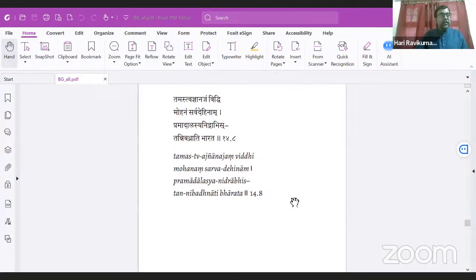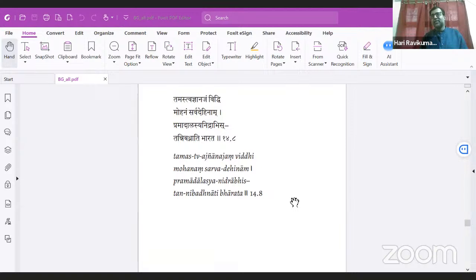Sarvadehinam mohanam tamaha tu ajnanajam vidhi. Tat pramadalasya nidrabihi nibadhnati. So sarvadehinam mohanam, it deludes everybody, all the people. It is born of ignorance, born of ajnana. Tat pramada alasya nidra. So the three things.